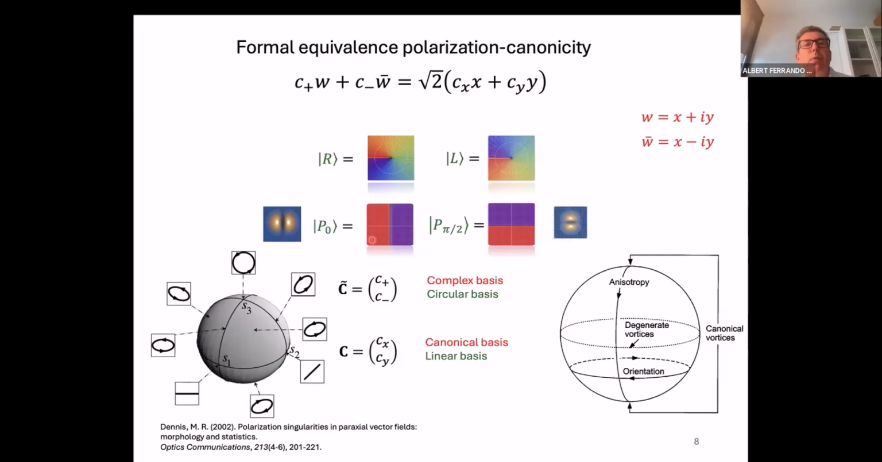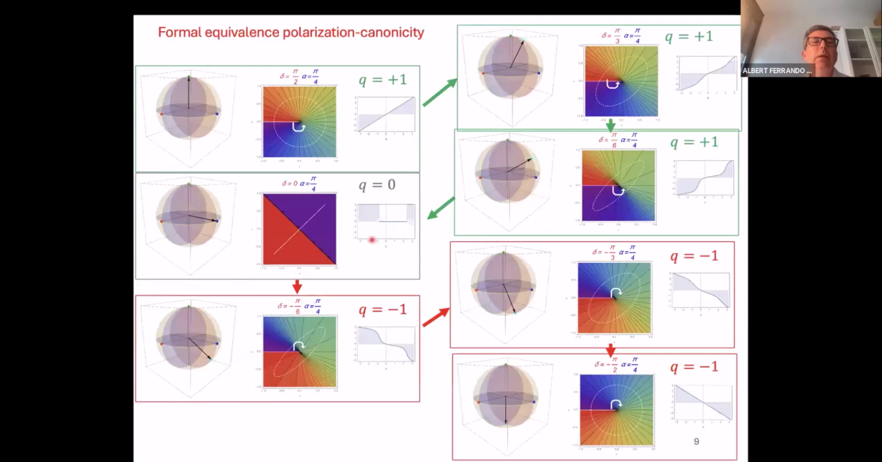So the complex basis for polarization is like the circular basis. The canonical basis for canonicity is the equivalent of the linear basis in polarization. With this, we can see here some examples of how you evolve from the canonical vortex at the North Pole. If you start to move to the south following one of these meridians this way, so you are going from here to here, to the South Pole.